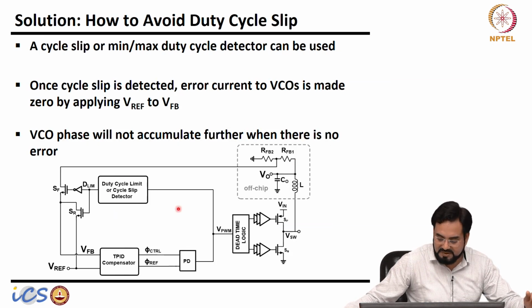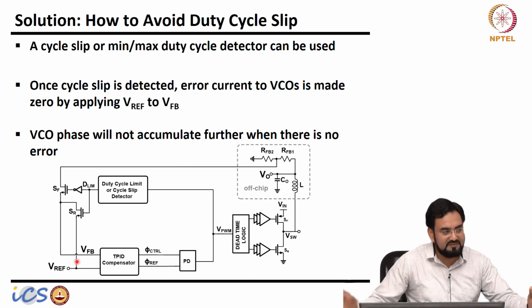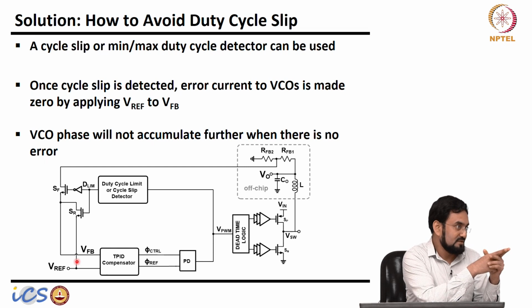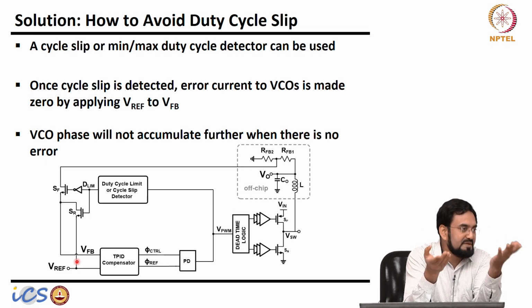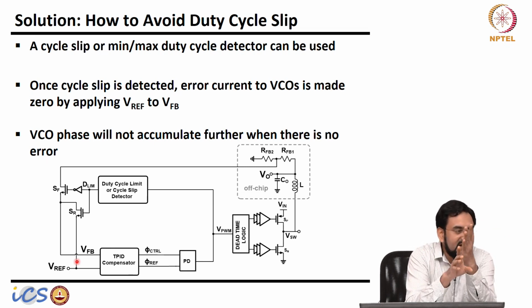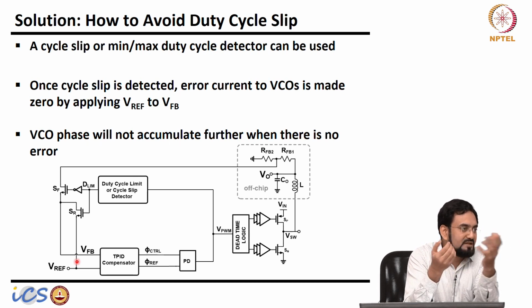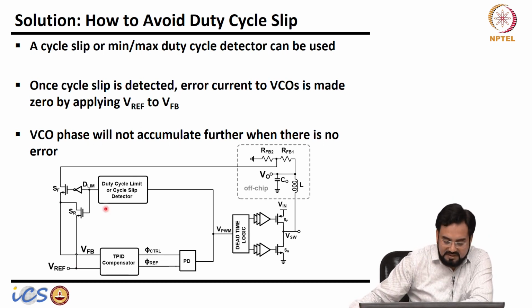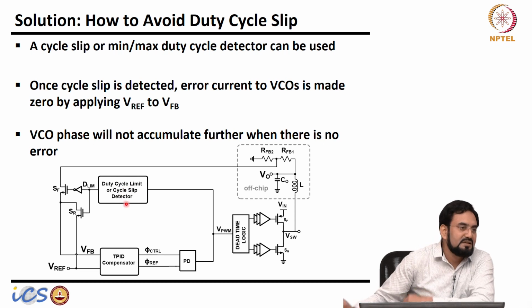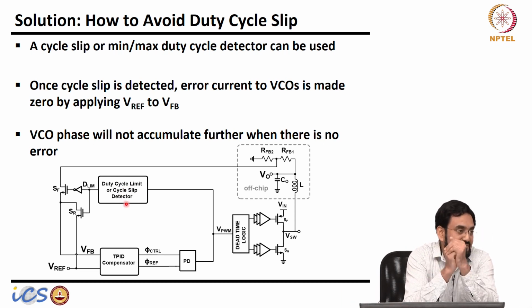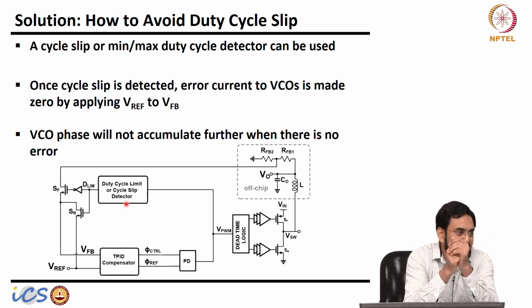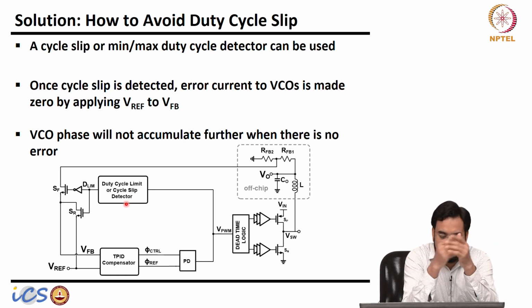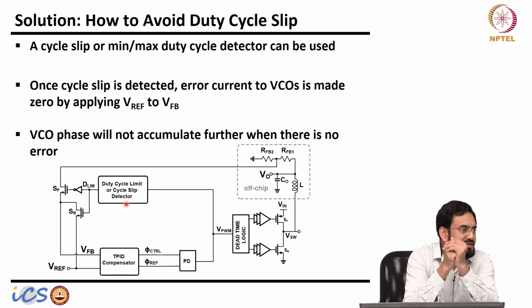So how do we prevent it? We know the phase will only accumulate when there is error, and I can define a maximum and minimum duty cycle, and whenever I detect the maximum or minimum duty cycle, I make the error voltage 0. That's what I am doing here: a duty cycle limit or cycle slip detector. The cycle slip detector detects 2 pi phase. Either you can look at the duty cycle or look at the phase difference. In both cases, you can take the decision. Whenever it goes to 2 pi, you make the error voltage 0.